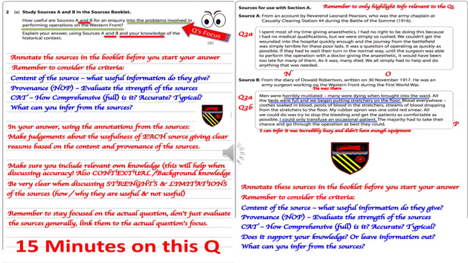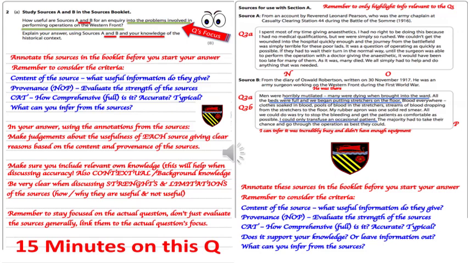Study sources A and B in the sources booklet. How useful are sources A and B for an inquiry into something? Okay, it'll always be worded like that. In this case, it's how useful are sources A and B for an inquiry into the problems involved in performing operations on the Western Front. Explain your answer using sources A and B and your own knowledge.